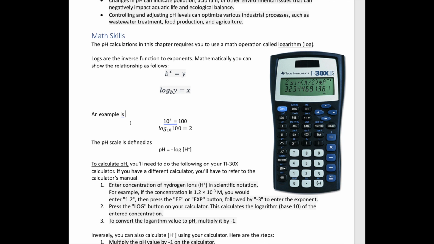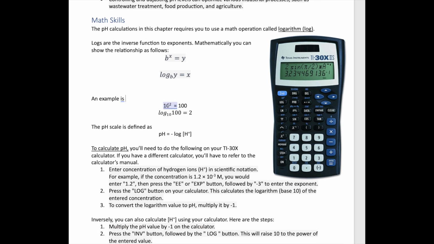It's a lot easier if you see it in an example. As I said earlier, 10 to the power of 2 is equal to 100. So now I can say the log of base 10 of the number 100 should equal 2. The answer that you get in the log is the exponent of the base number.